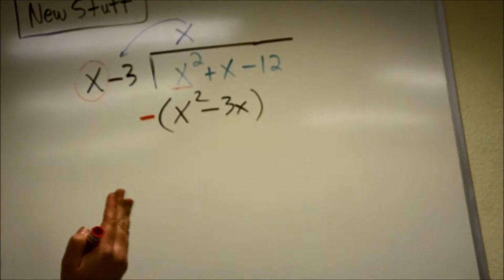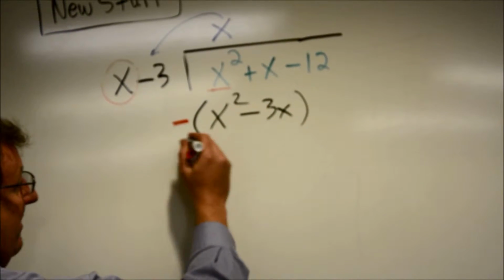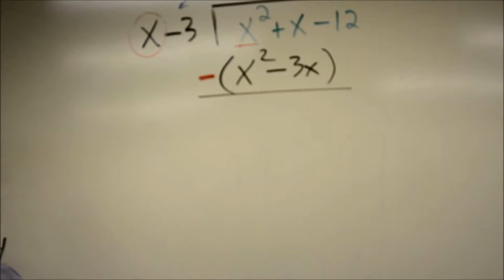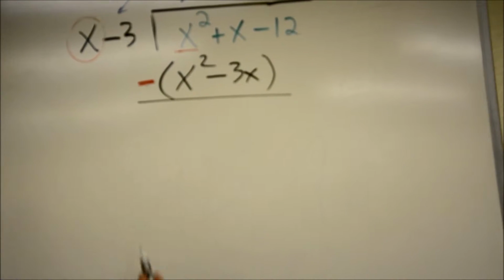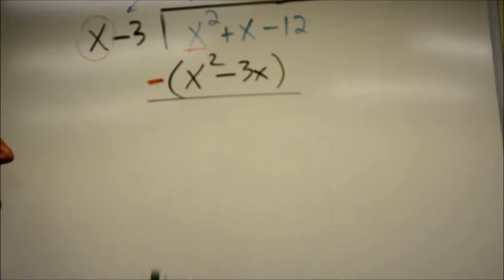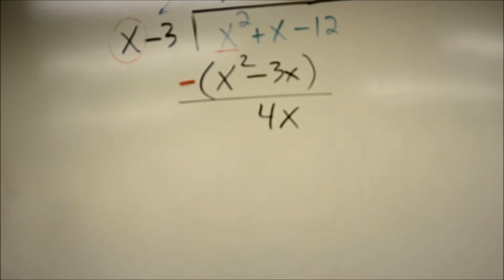Now let's check it out. X squared minus x squared. What does that give you? It cancels. But what's positive x minus a minus 3x? A minus minus makes it a plus. So this becomes x plus 3x, which gives you 4x.